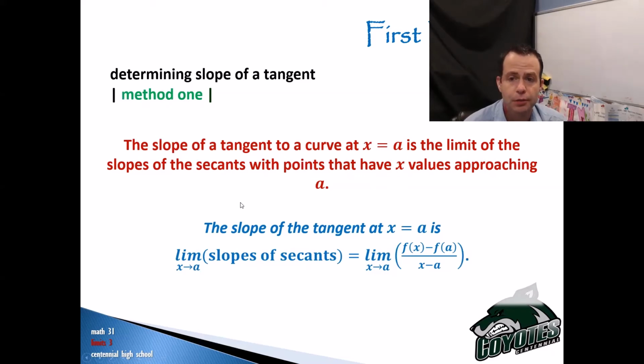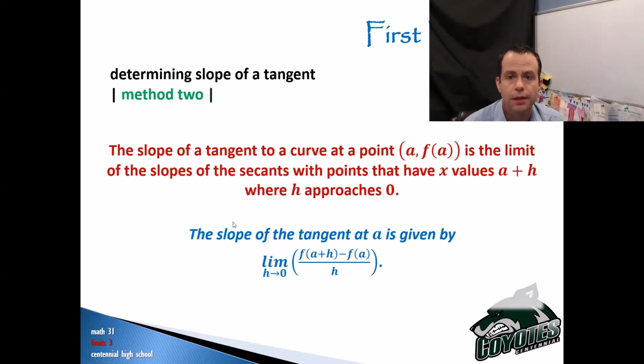In method 2, the slope of a tangent to the curve at the point a, comma, f of a is the limit of the slopes of the secants with points that have x values a plus h, as h approaches 0. So now we're looking at it from that horizontal distance, and we're getting that horizontal distance smaller and smaller and smaller. And so the slope of the tangent at a would be given by the limit of f of a plus h minus f of a, all over h, where h approaches 0.